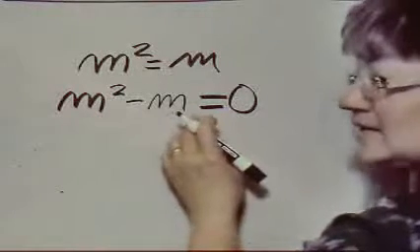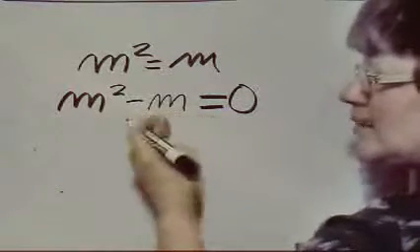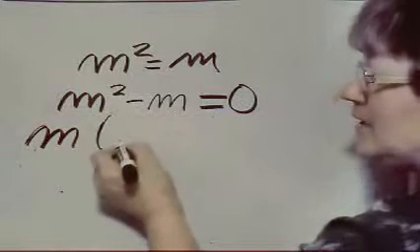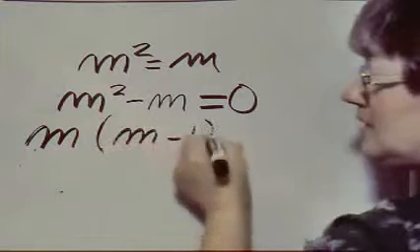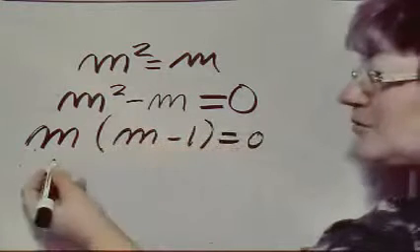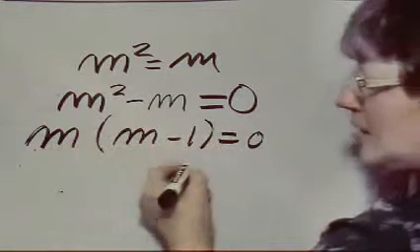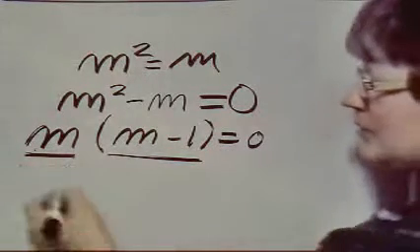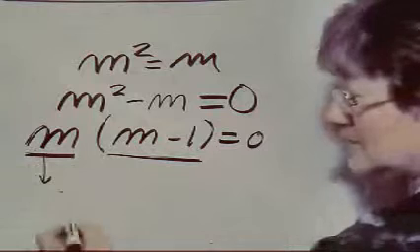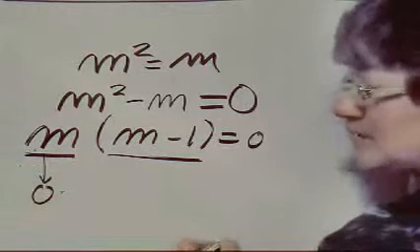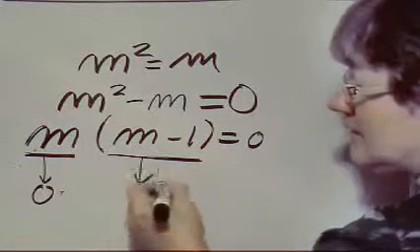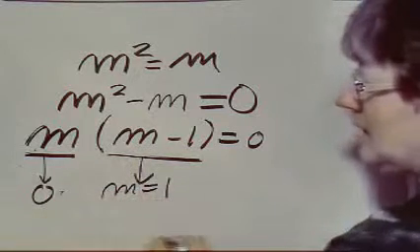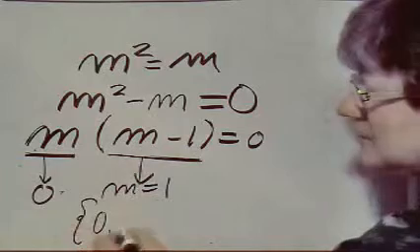When there's no constant term here, and you have an m common to both of these terms, you just take out the greatest common monomial. m times m minus 1 equals 0. Now you apply the zero product rule. Either this factor is equal to 0, or this factor is equal to 0, or both. This factor being equal to 0 is easy because that's just m equals 0. To get 0 here, m would equal 1. So now our solution set is 0, 1.